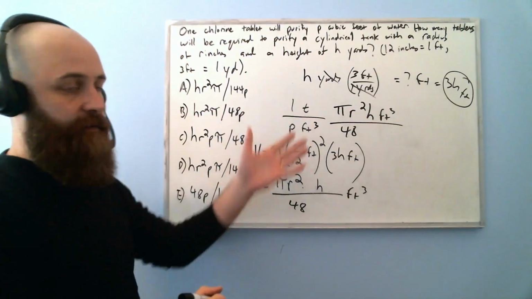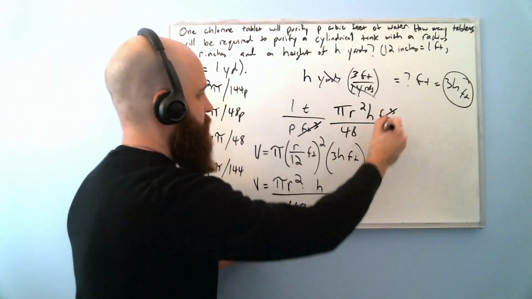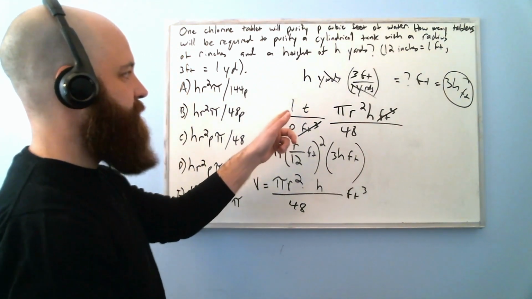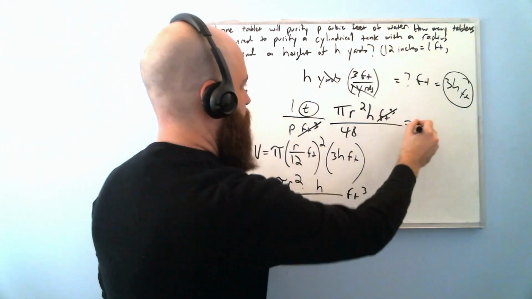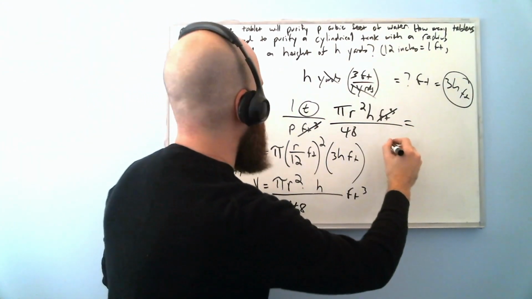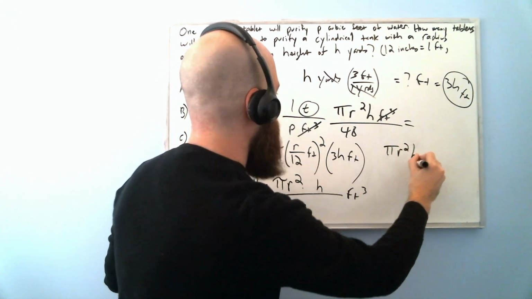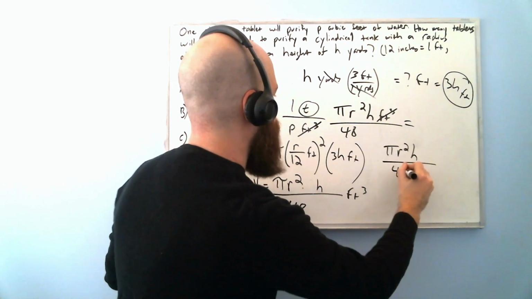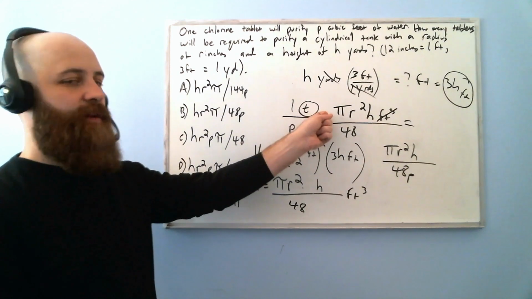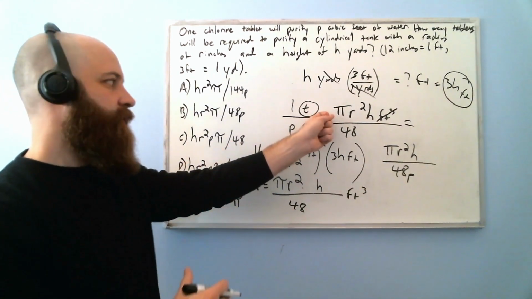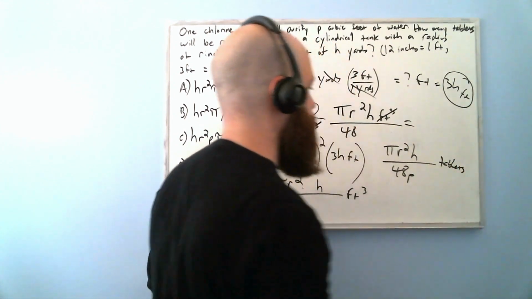Okay, now they're asking for the number of tablets, so let's see if the units work out. Feet cubed in the bottom, feet cubed in the top. Great, what am I left with? Tablets. Okay, so my final quantity, I'll just copy it down so that it looks a bit more neat. In the top, I have pi r squared h, and in the bottom, I have 48p. Okay, what about this t? Well, this t was just a unit. You know, it's kind of like feet or yards. In this case, t was tablets, so that's the quantity of tablets I need.